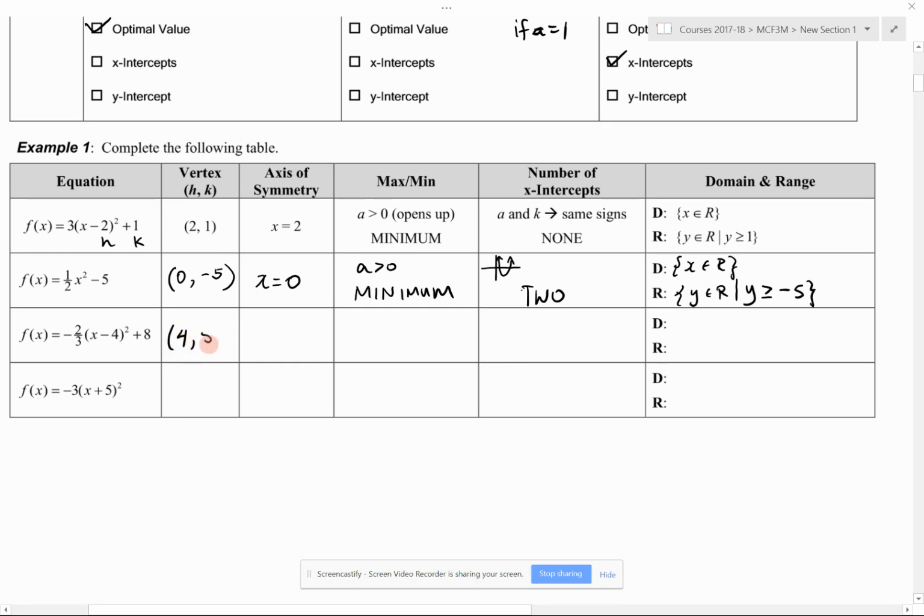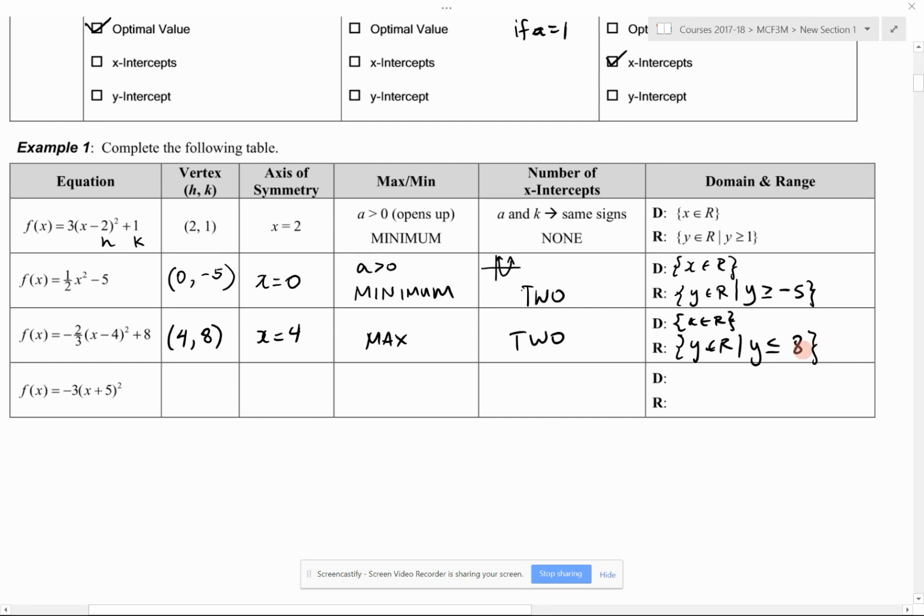So this one here is 4, 8 for the vertex. We have an axis of symmetry of x equals 4. And we have a maximum. Here we have 2 x-intercepts. Again, a and k are different signs. And domain and range, x is an element of all real numbers, and the range is y is an element of all real numbers, such that y is less than or equal to 8.